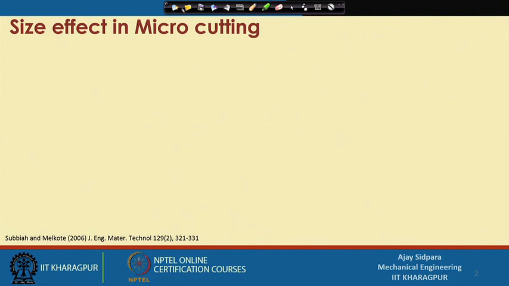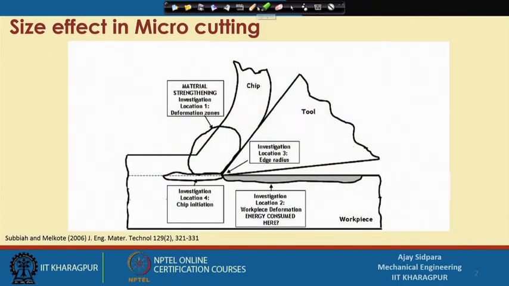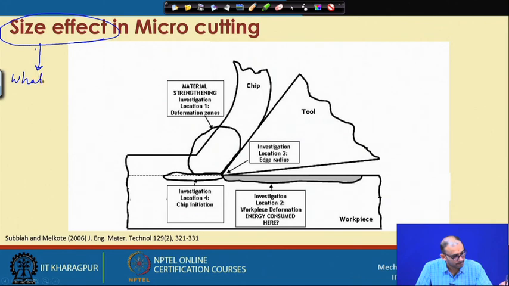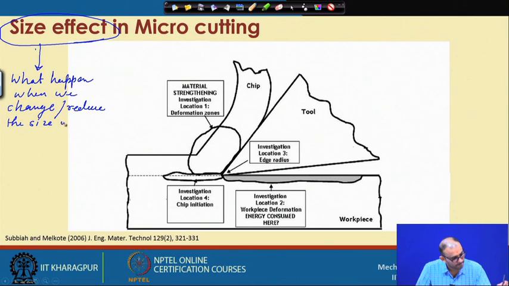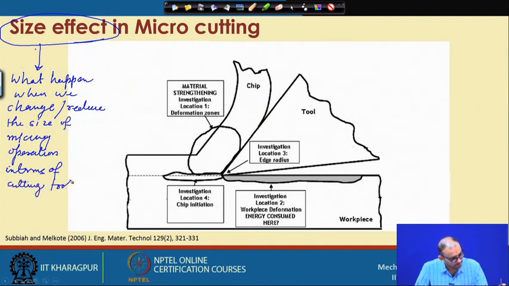Size effect is something like this. It will tell you what happens when we change or reduce the size of the machining operation in terms of the cutting tool and depth of cut. So, here we will see about that.